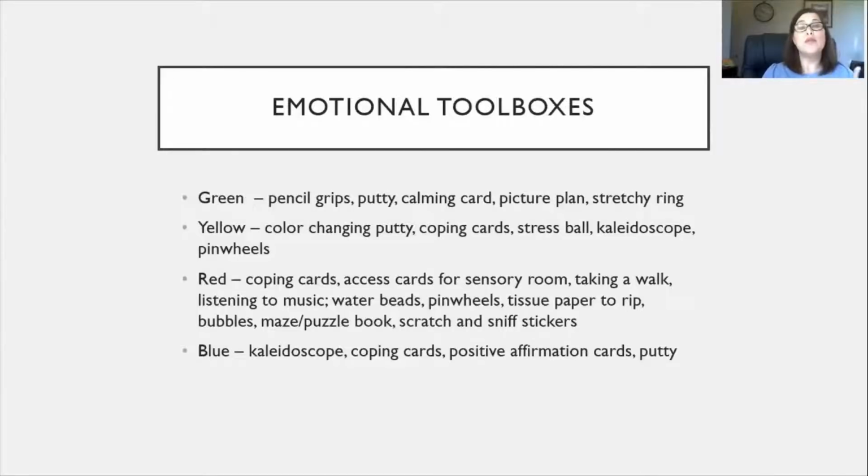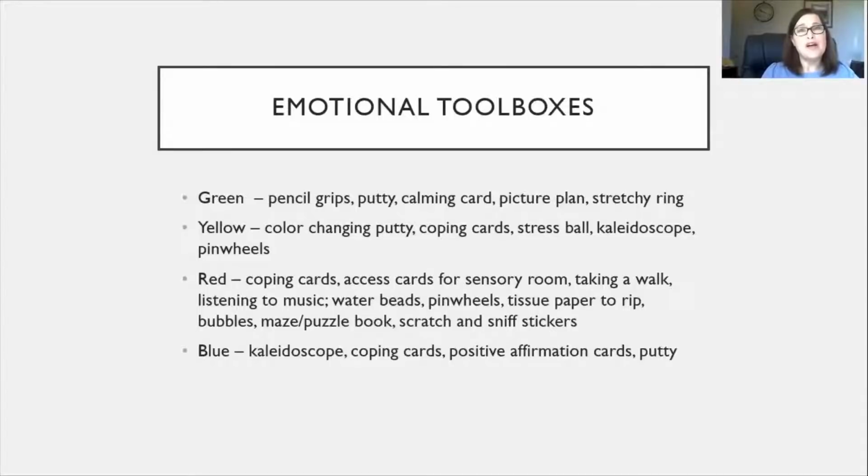And then at the blue level, you would want to include, again, some techniques for distracting the child. So perhaps a kaleidoscope. So again, they could look at the different colors changing. You might want to include something for coloring, some positive affirmation cards, coping cards for sadness. And again, we know that children in any mood often enjoy the use of putty.